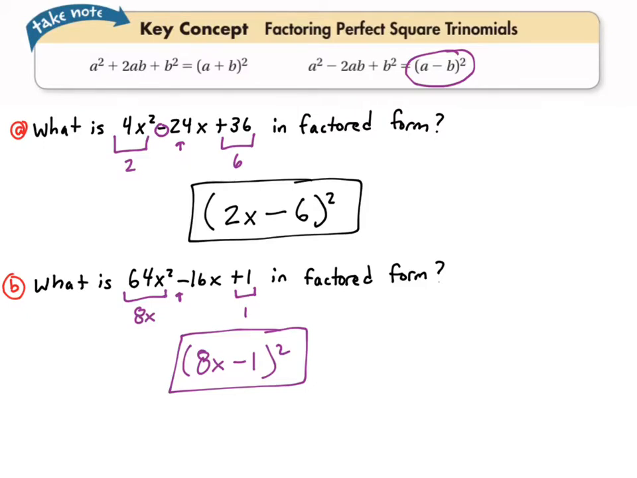Just so we're aware, let's look at a different example. Let's say we had 25x squared plus 20x plus 4. In this case, we know that 25 square rooted is 5, so this would be 5x. This would be 2. 2 times 5x is 10x. 10x doubled gives you 20x. So this is a perfect square trinomial. Both of these are addition, so the factored form would be 5x plus 2 squared.